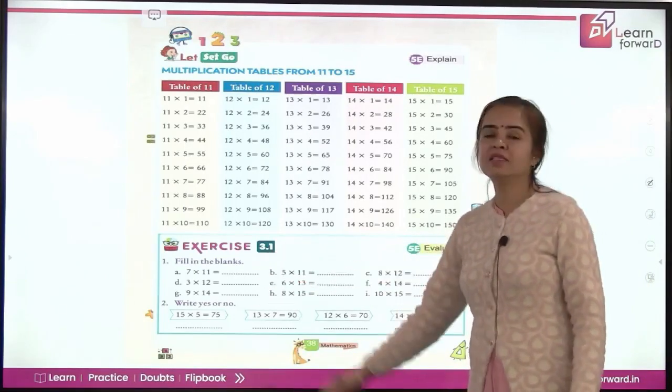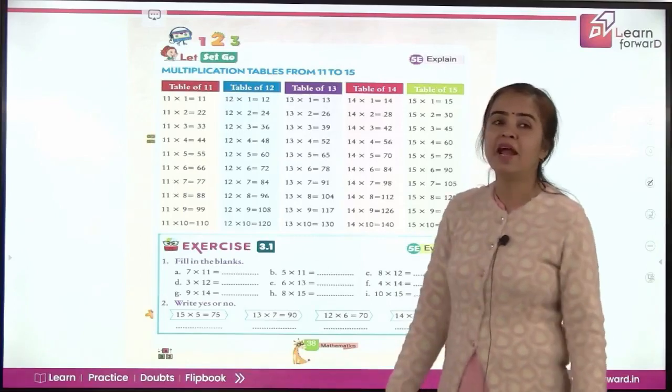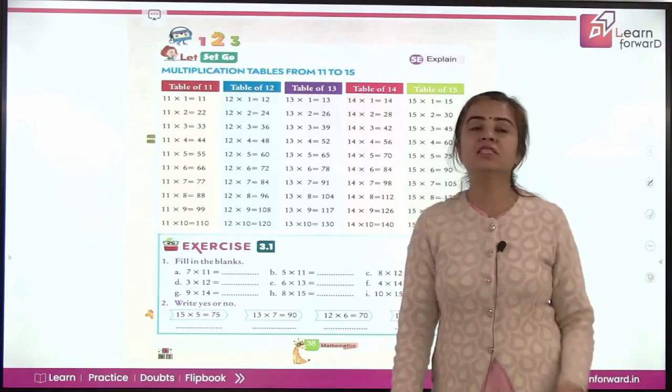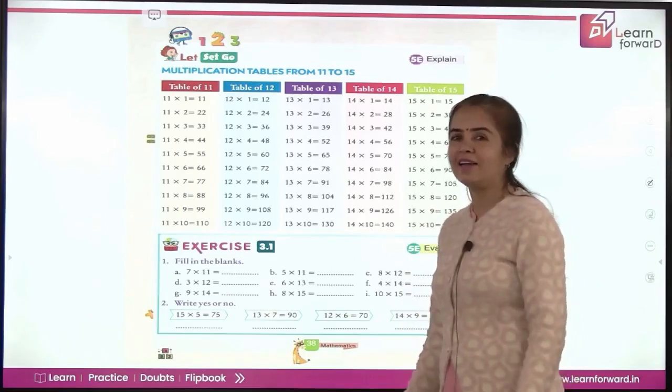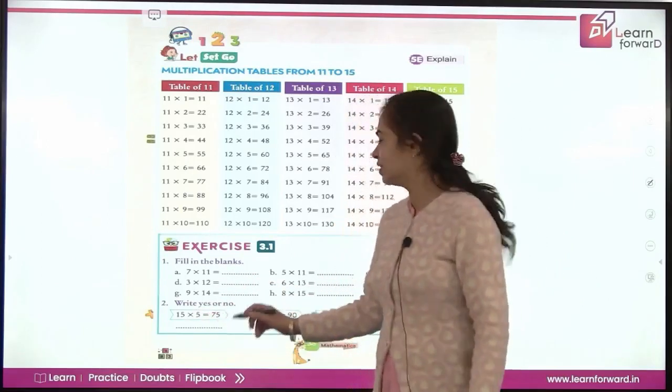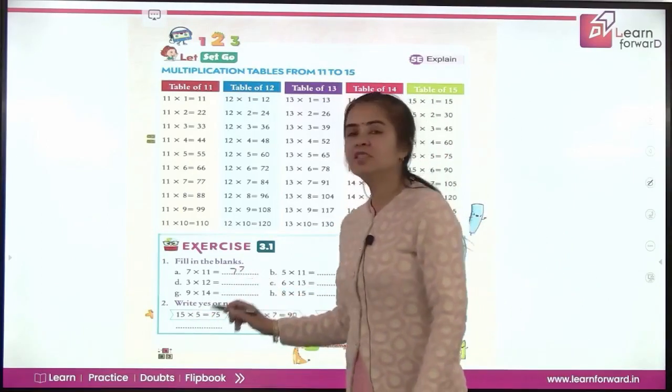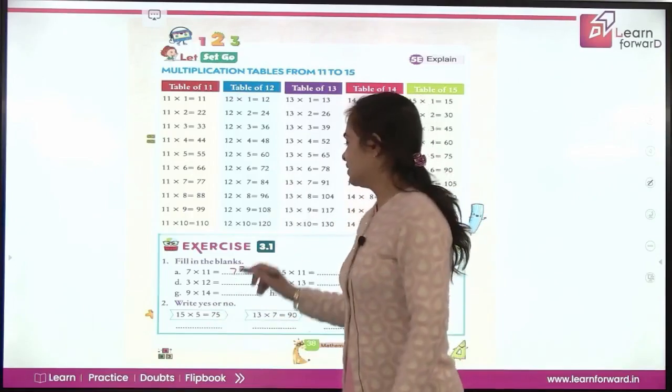Fill in the blanks. So you have to read the tables and if you have perfected them, you can get the answer directly. 7 times 11 is 77. How much is 3 times 12? You can see here.